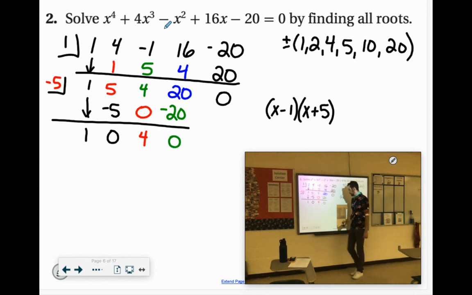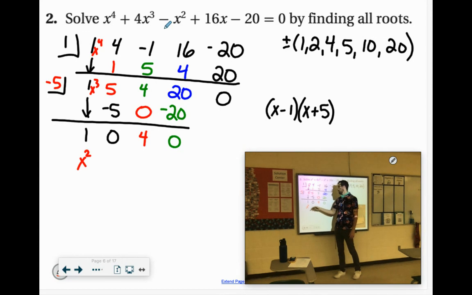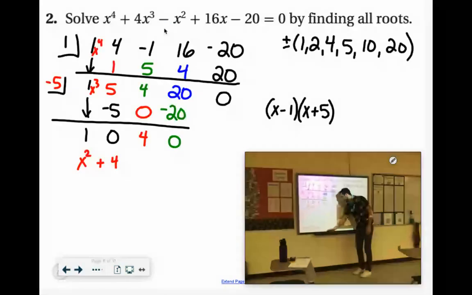So again, let's see where we're at here. So this was 1x to the 4th initially, which made this 1x to the 3rd. So now we're at x squared. So this is 1x squared plus 0x plus 4. Very similar to the one we just did.